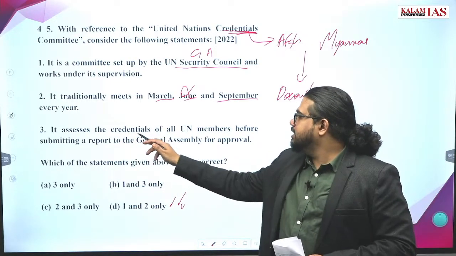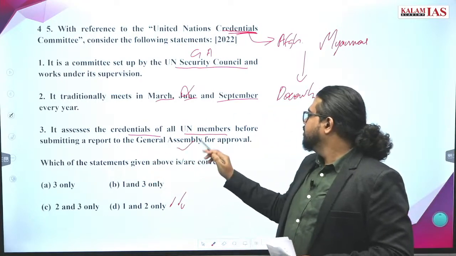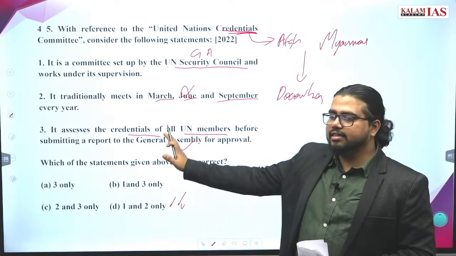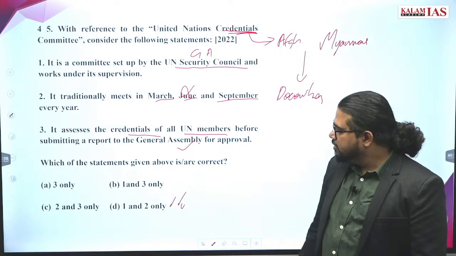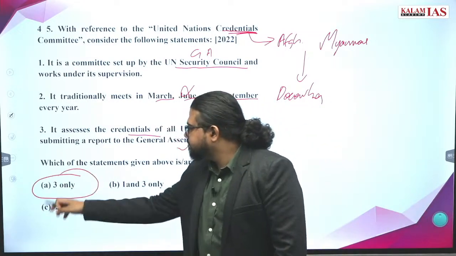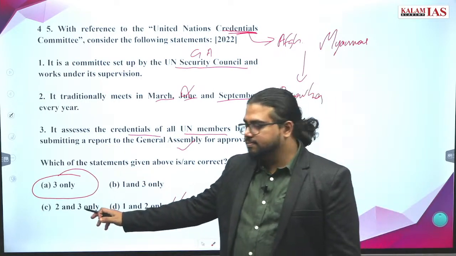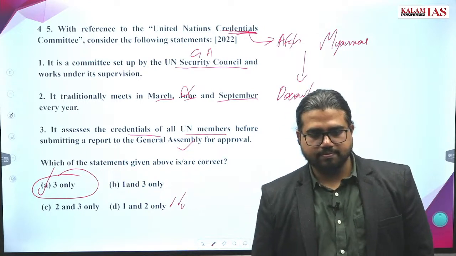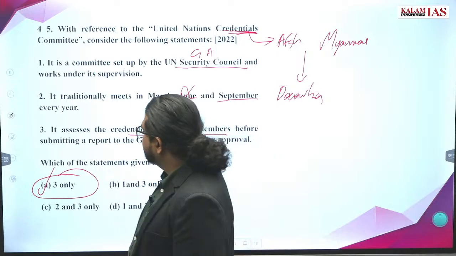It assesses the credentials of all UN members before submitting a report to the General Assembly for approval. This is what the credential committee does. These are exactly the functions of the credential committee. So what are we left with here? Only 3. A is the correct answer. Good to go? It's more like a factual question.